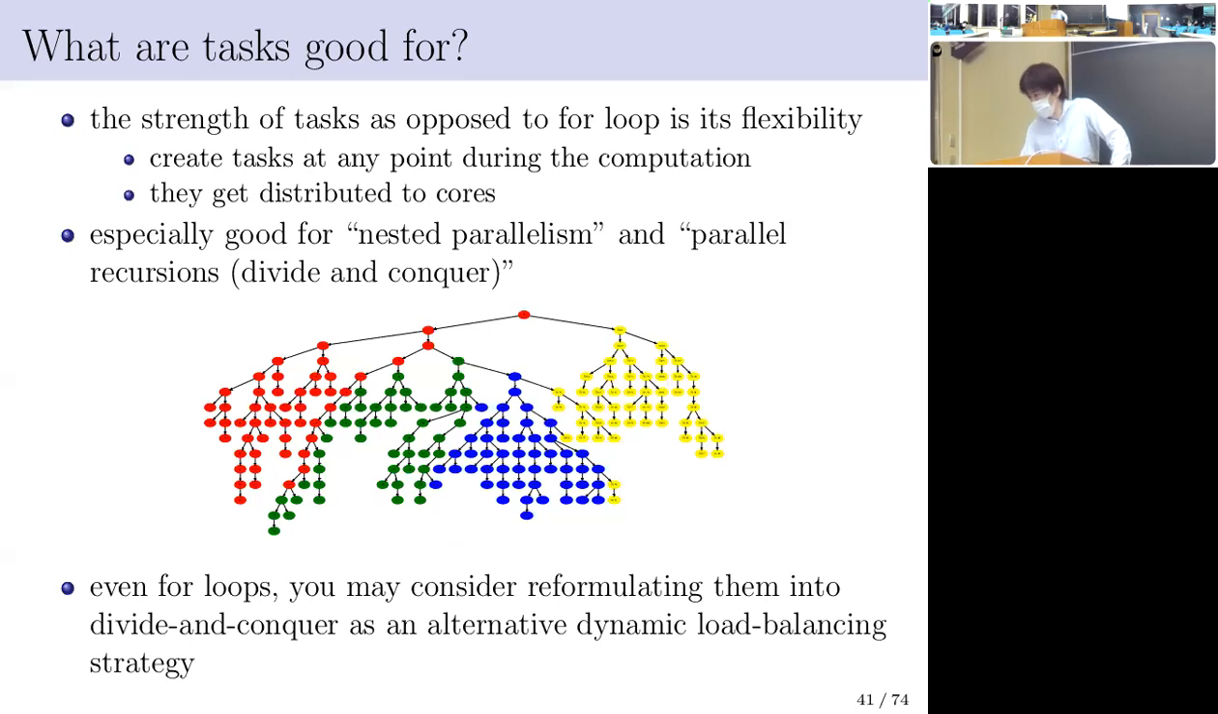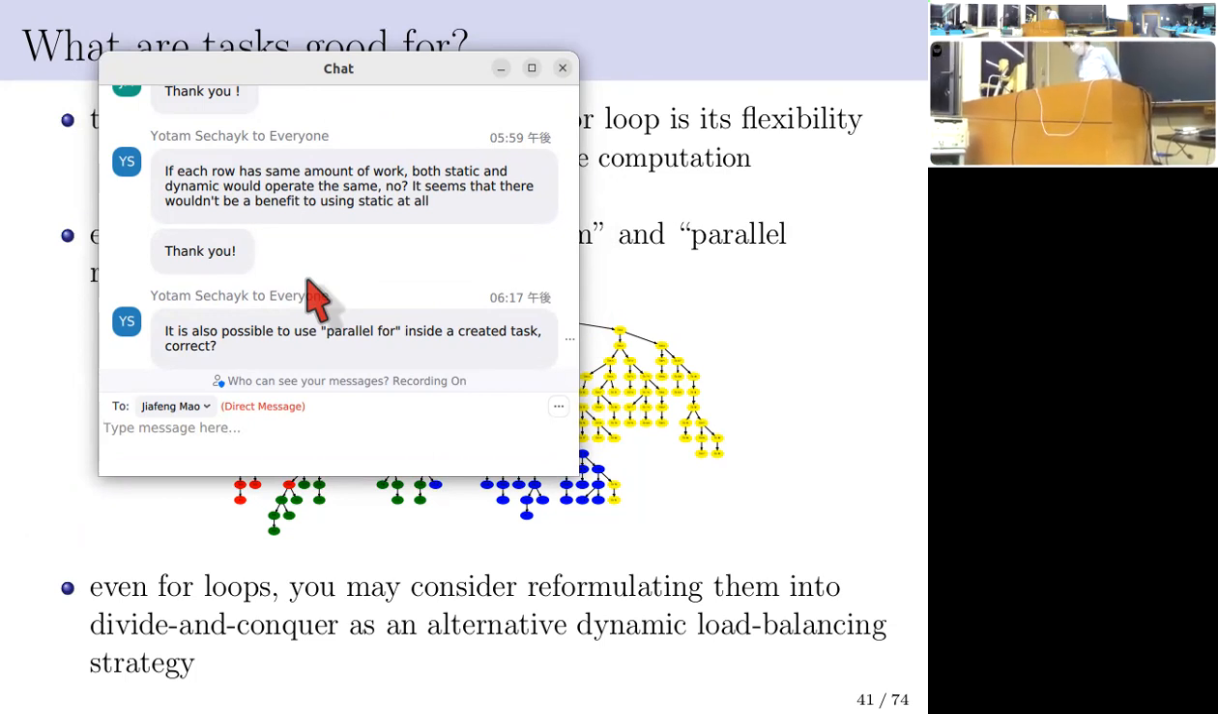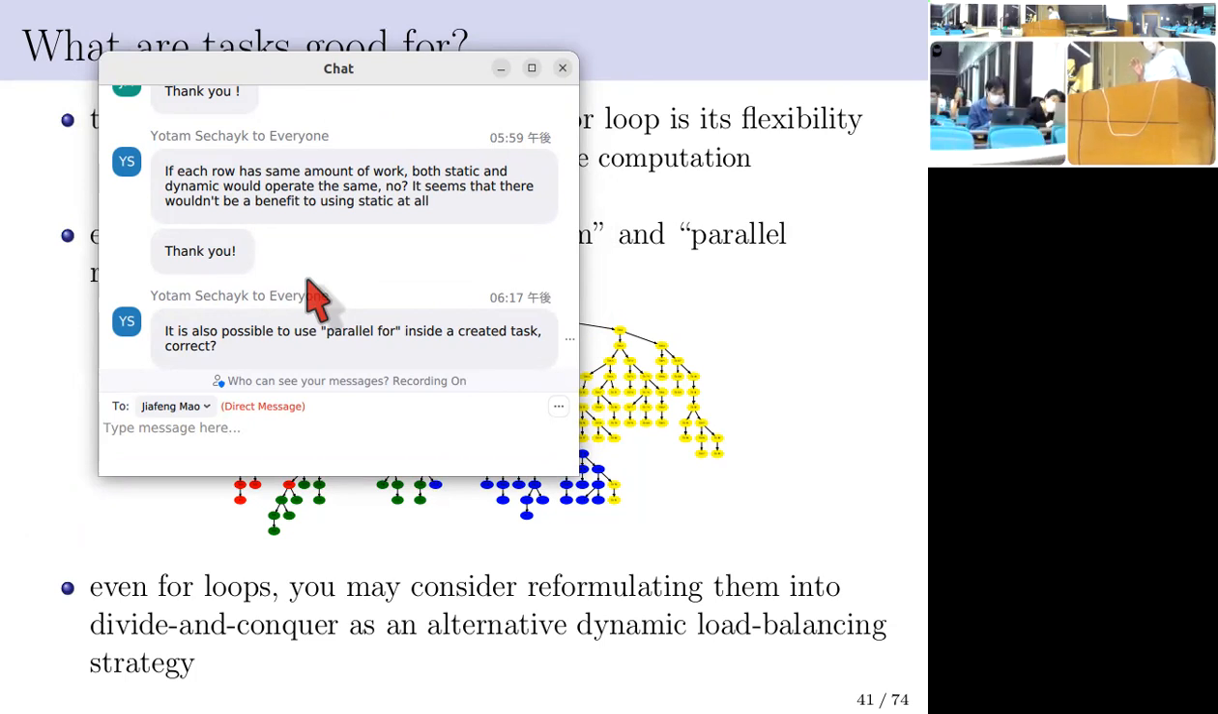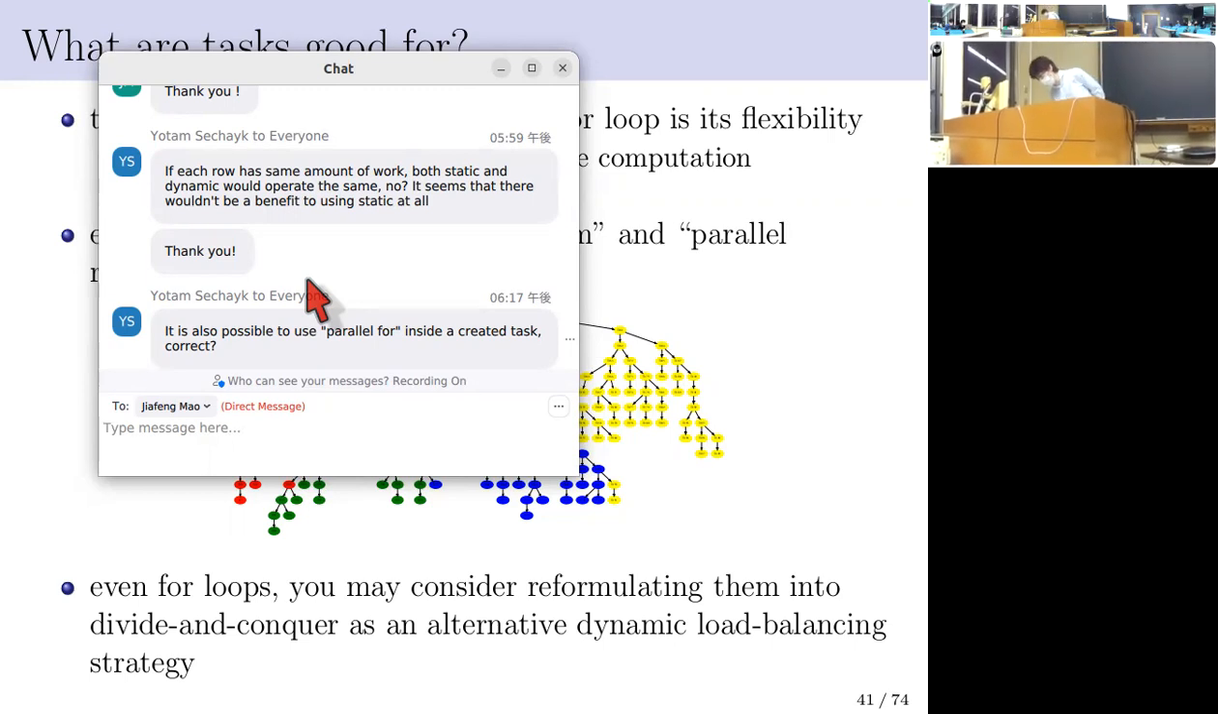Okay, I got an interesting question. Is it possible to use parallel for inside a created task? I think there are so many limitations when you try to do something like this. First of all, parallel and for are two different things. So let's focus first on parallel. What happens if you have another parallel pragma inside some region where you are doing many tasks?